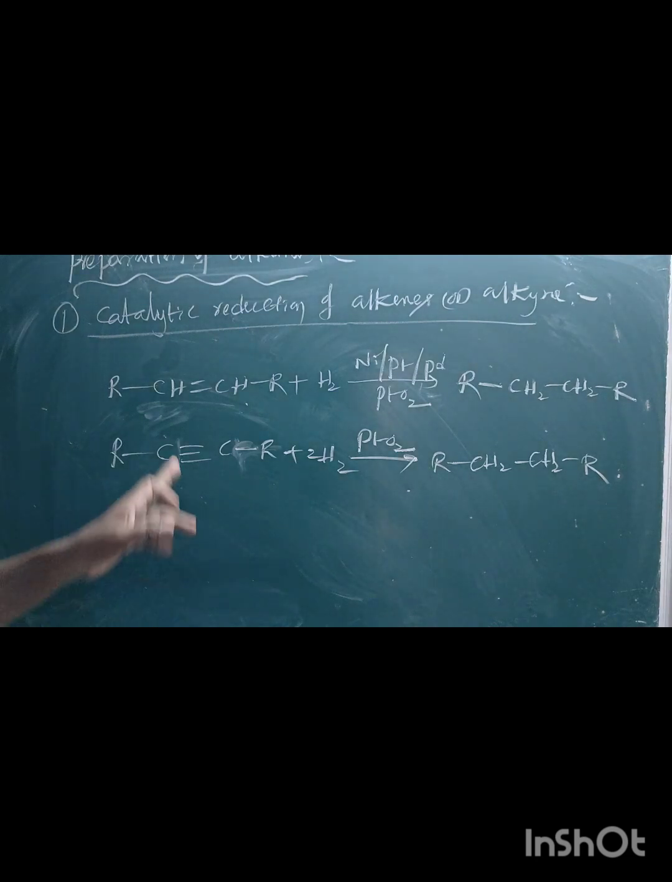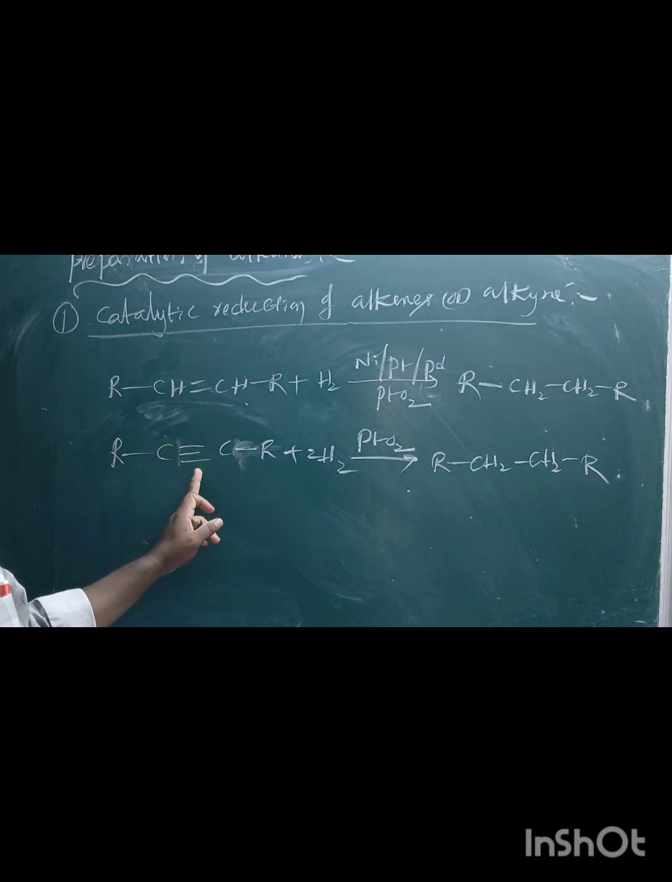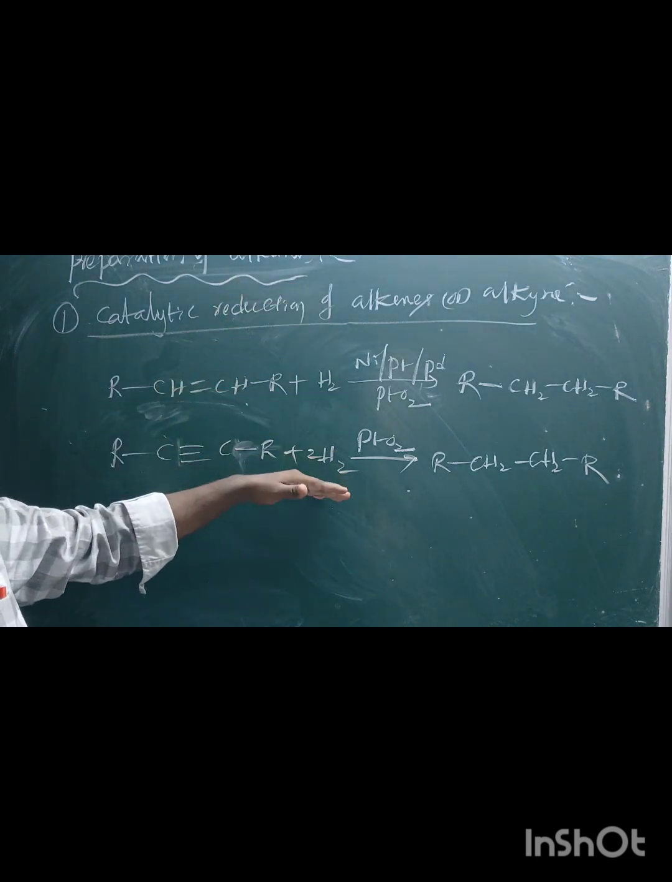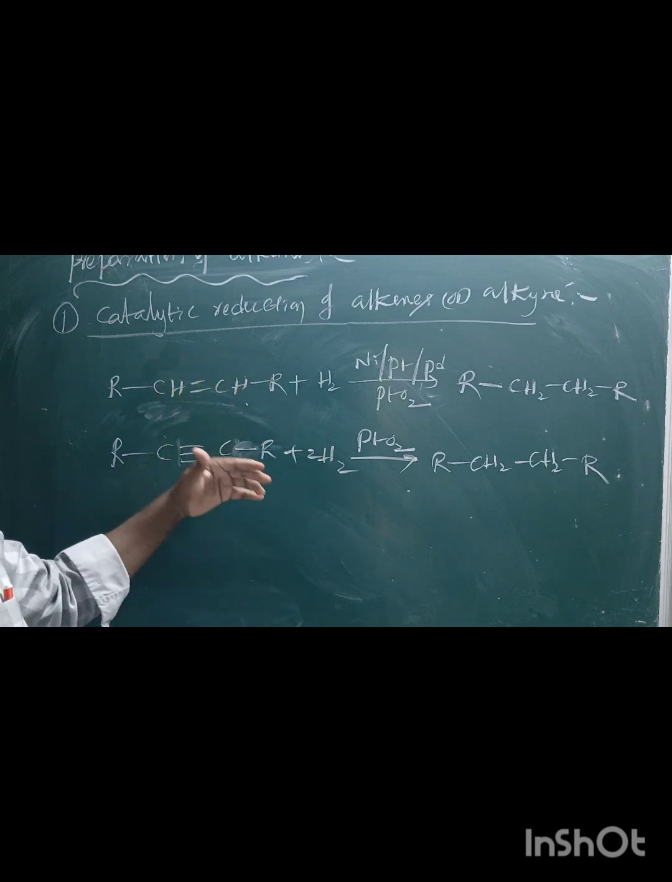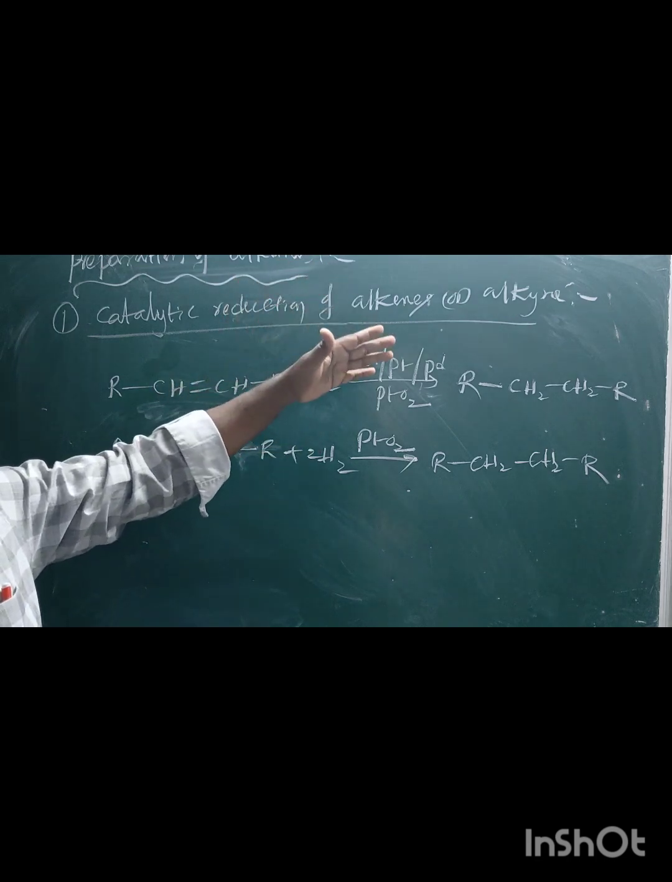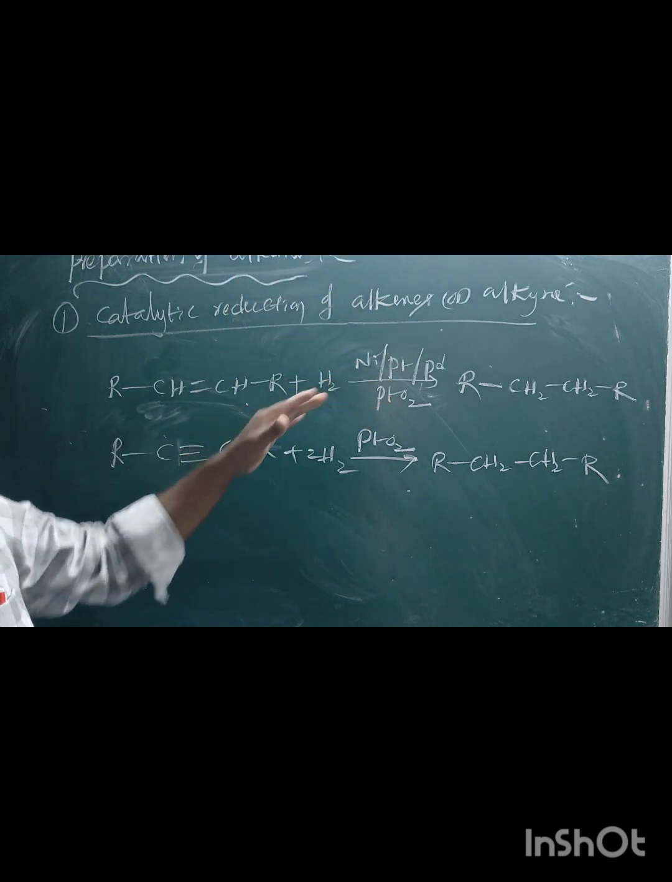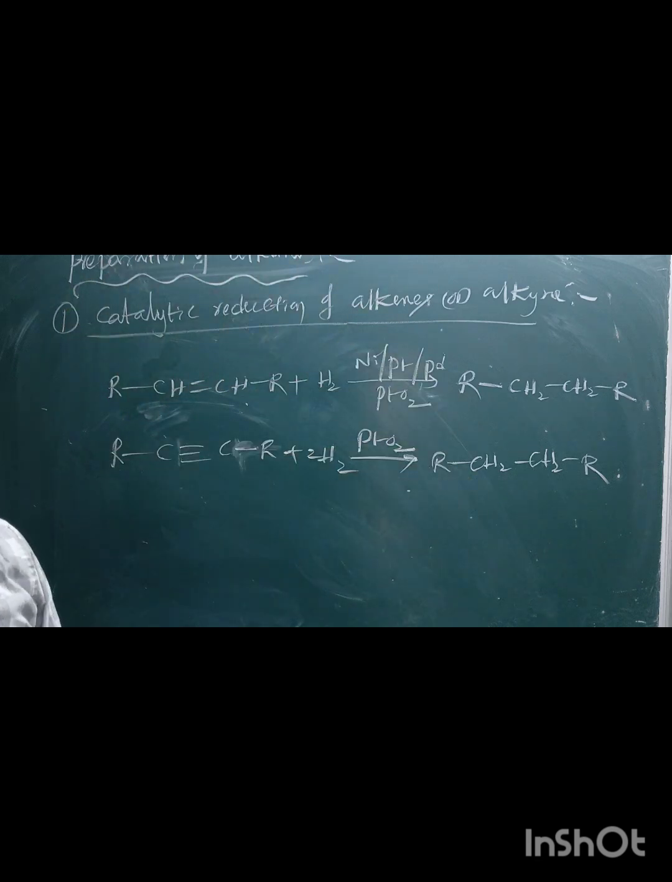Simply, by adding hydrogen to alkenes or alkynes in the presence of nickel, platinum, palladium or PtO2 as a catalyst, they can be converted into alkane. Platinum and palladium can catalyze the reaction at room temperature, but nickel as a catalyst requires a higher temperature and high pressure.